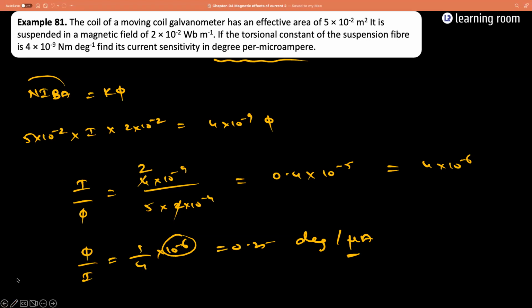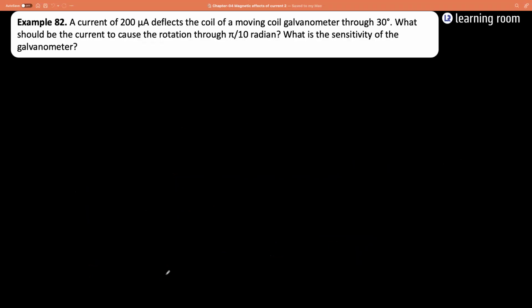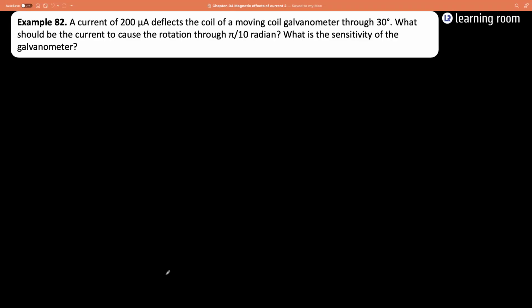I hope you understood. So 0.25 degree per microampere, that's correct. See, all are similar kind of problems. So one last, and then we'll go to the conversion of galvanometer to ammeter and voltmeter.